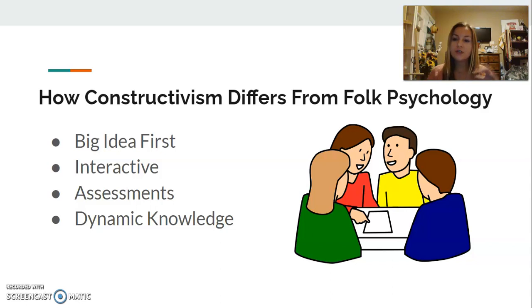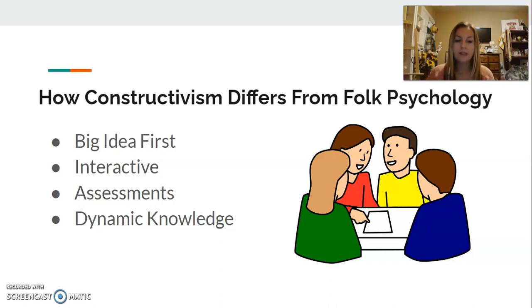And then assessments. In traditional classrooms in folk psychology, teachers tend to rely more on curriculum-based assessments, whereas it's not allowing students to explain the way that they understood a concept. It's causing students to have to learn a concept in a certain way, which does not allow for critical thinking. It does not allow them to think outside the box or be able to understand how to apply what they have learned in different situations.